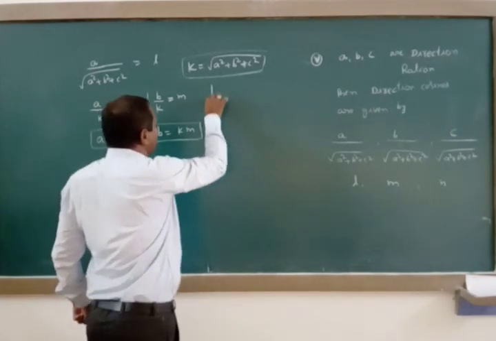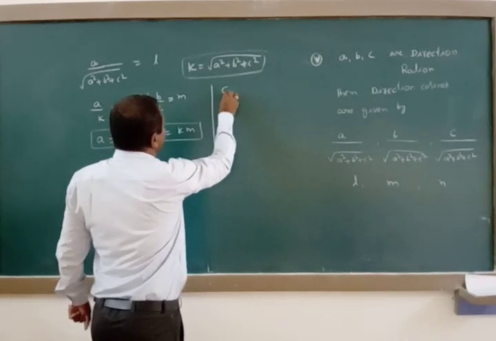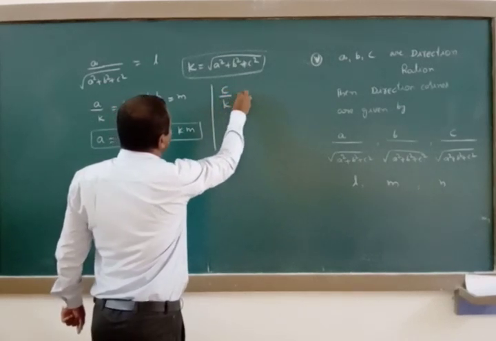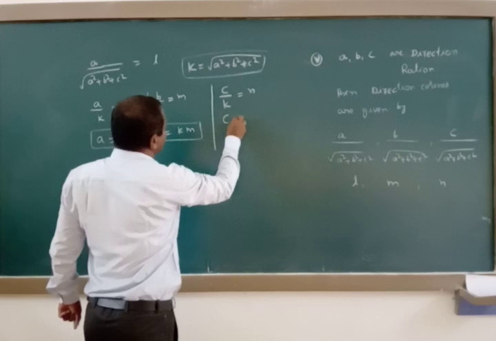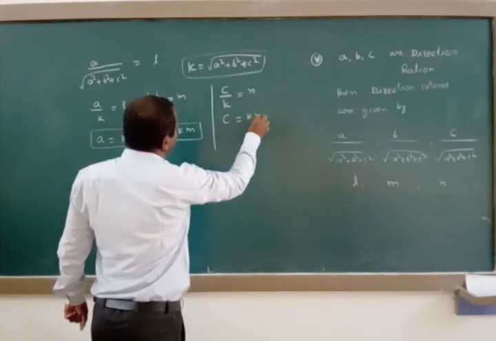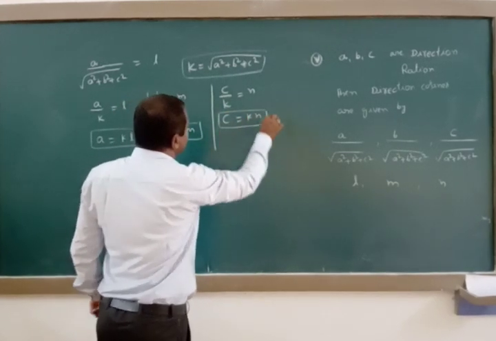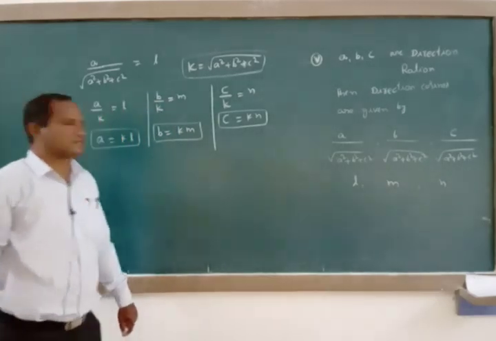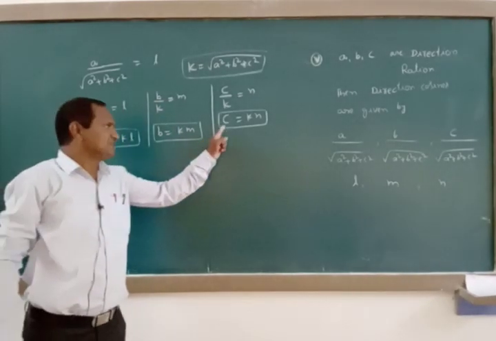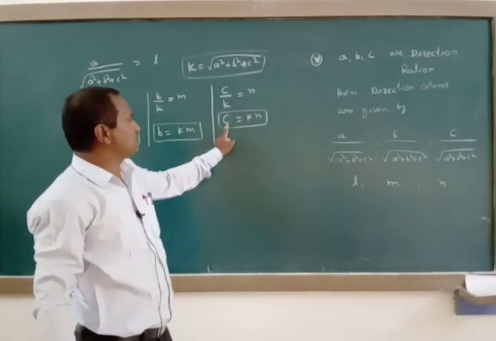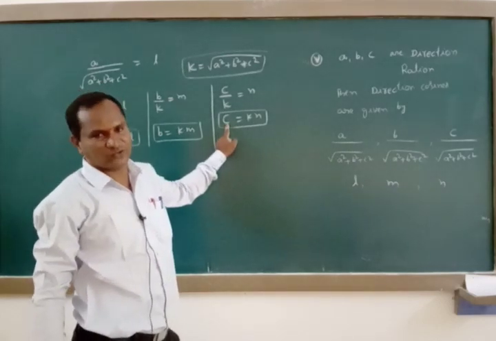Next, similarly, c by k is equal to n. Then c is equal to k into n. Here also the proportionality condition holds between the 2 numbers c and n. That is, c is proportional to n. That is, c is one more direction ratio.